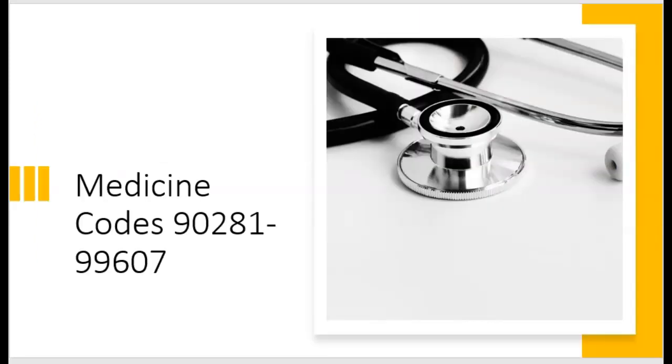The medicine codes are in your CPT manual in the back. They start at 90281 and go through 99607. You will find this section in the tabular right before the category 2 codes.